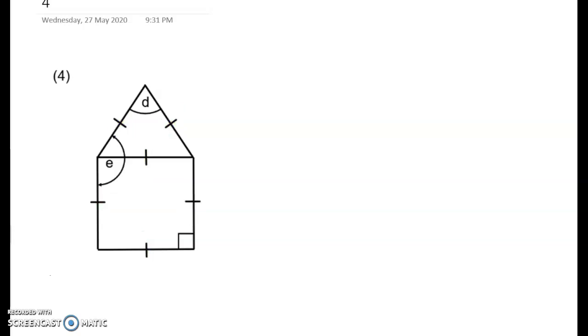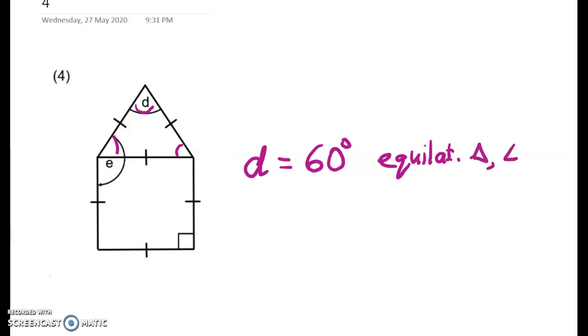And we have to find 2 angles in here. First we have to find angle D. Now that's a really easy one. We know that we've got 3 angles, and they have to each be the same. So D is equal to 60 degrees. The shorthand for that is equilateral triangle, angles equal 60 degrees.